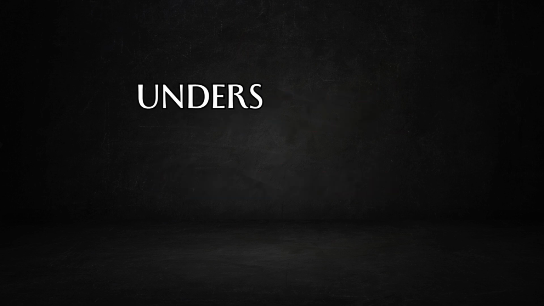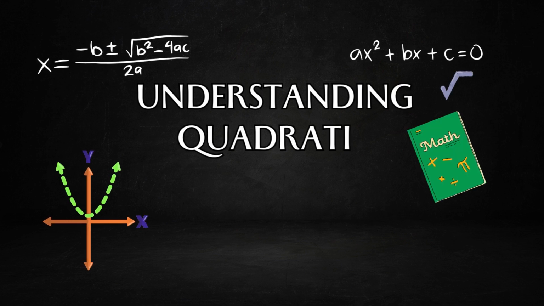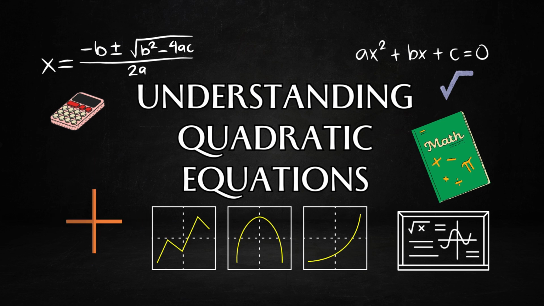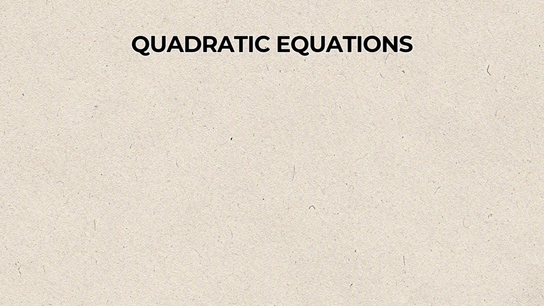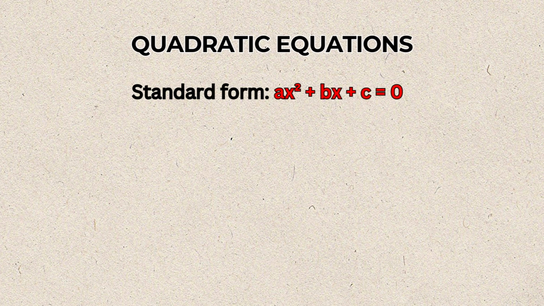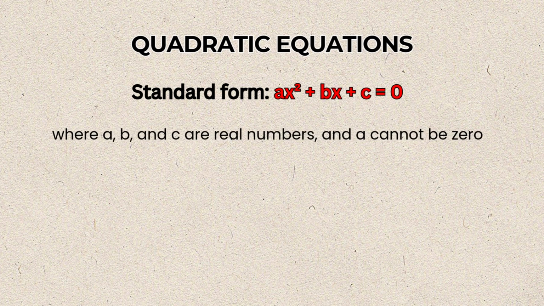Today, we'll unravel the mysteries of quadratic equations, their significance, applications, and how to solve them step by step. A quadratic equation is a polynomial equation of the second degree. Its standard form is ax squared plus bx plus c equal to 0, where a, b, and c are real numbers and a cannot be 0. Here are some examples of quadratic equations.